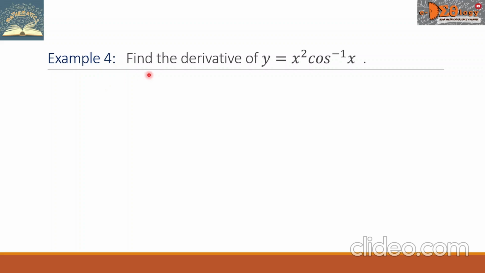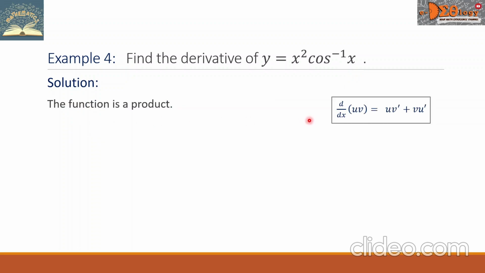Example 4. Find the derivative of y equals x squared cosine inverse x. Note that the function is a product, so we will use the product rule. We assign the x squared to be the u and the v is the cosine inverse x.